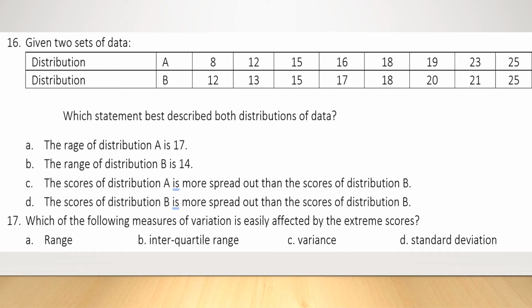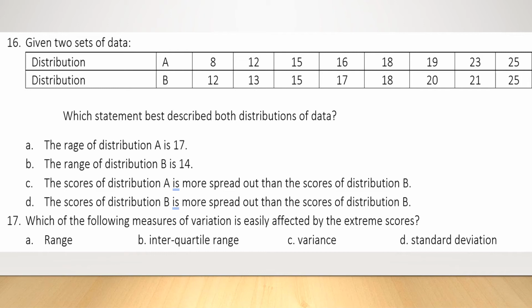Pero ingani gani nga best describe, meaning more scholarly imuhang pag-describe sa table. So although correct ang letter A, but the best answer is letter C. The scores of distribution A is more spread out than the scores of distribution B. Ngano ganito?